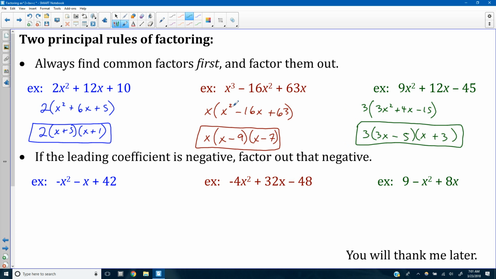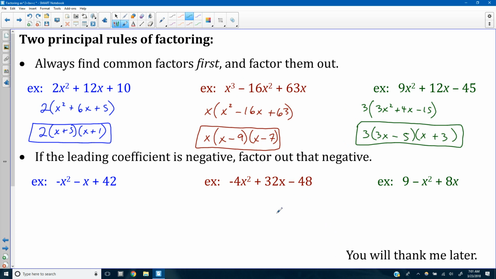The x, man, that's a lot harder to look at and say what you would do with these things here if you didn't factor that out. You would really have to factor that one out first, because you really got to look at this as a quadratic trinomial. Okay, the second principal rule is if the leading coefficient is negative, factor out that negative.